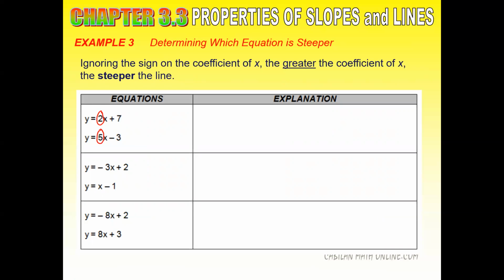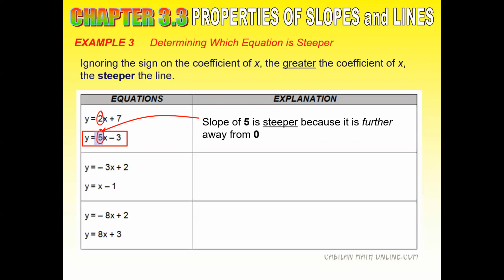So you have to ask yourself, between those two numbers, which number has a greater coefficient, or is further away from 0. If you look at 2 and 5, another way to look at this is: which number is bigger? In this case, it's going to be the 5. Since 5 is bigger than 2, or 5 is further away from 0 than 2, this equation will be the one that has a steeper line. So the slope of 5 is steeper because the number 5 is further away from 0.